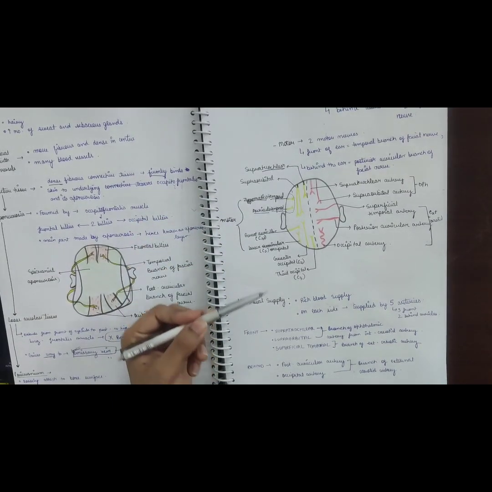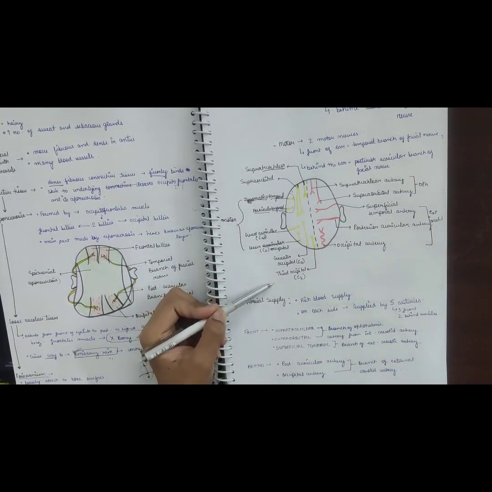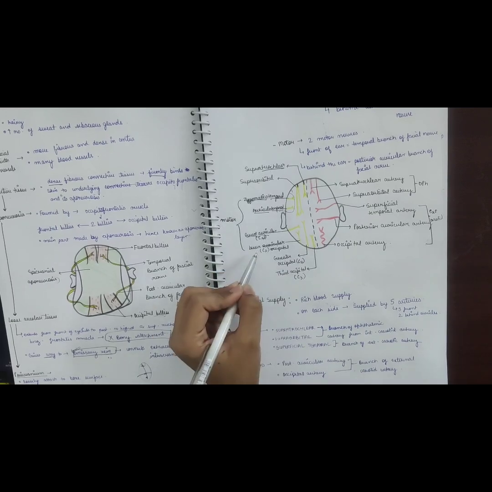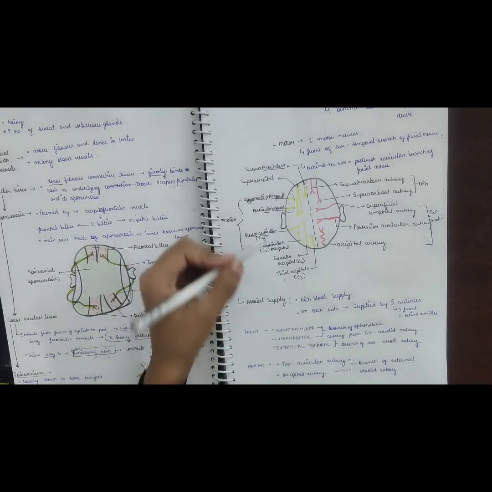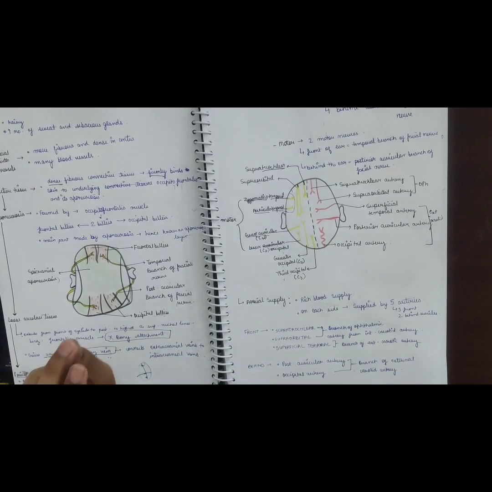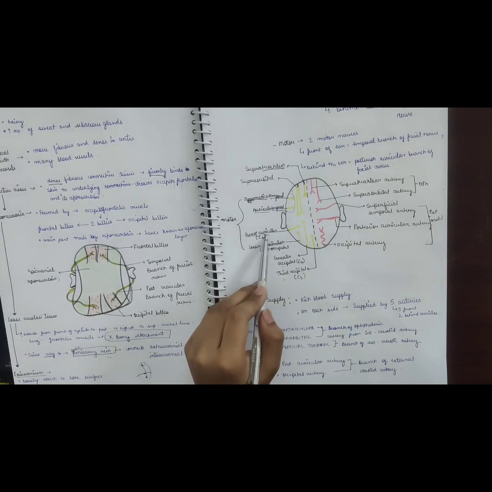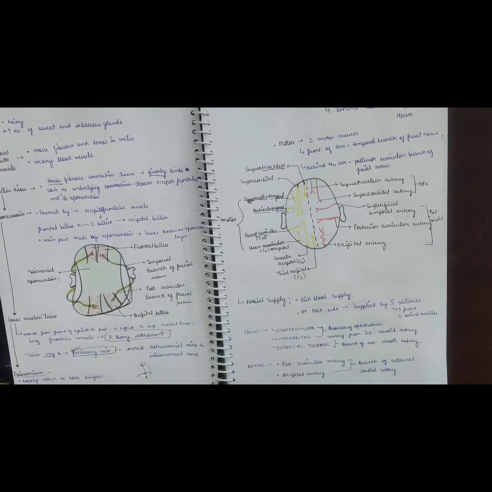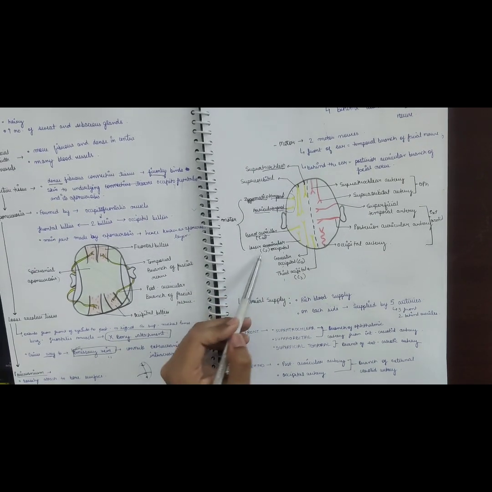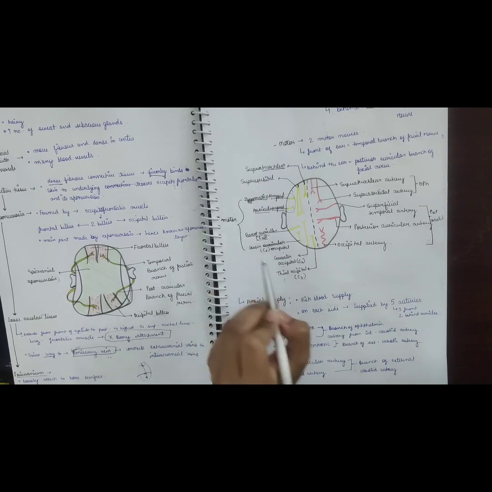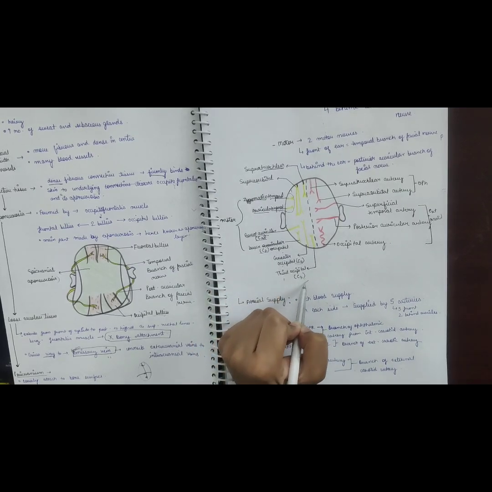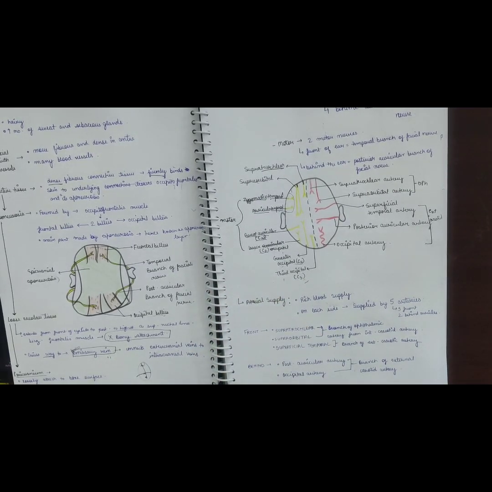On the posterior side of the auricle we have greater auricular, lesser occipital, greater occipital and third occipital. The greater auricular nerve is C2, C3, lesser occipital is C2, greater occipital is C2, and third occipital is C3. So first we have C2, C3, then C2, C2, and then again C3, right?